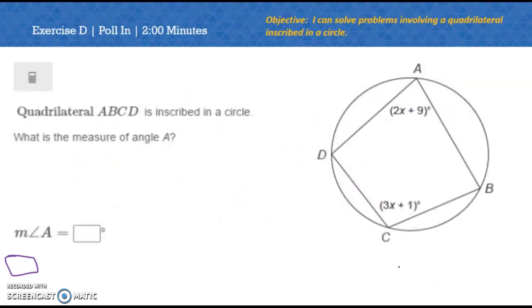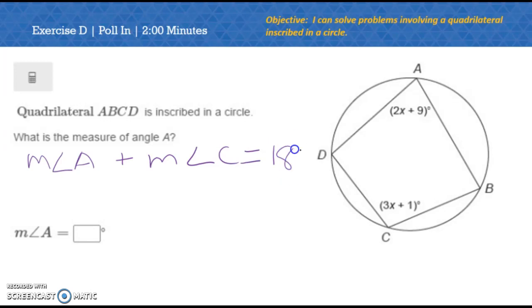Here we have another example, quadrilateral ABCD that is inscribed in a circle. So again, we've got that inscribed quadrilateral. All the vertices lie on the circle. What is the measure of angle A? So we have that angle A is 2x plus 9 degrees. Angle C is 3x plus 1. We know those have to add up to 180 degrees, so let's set this up. Measure of angle A plus measure of angle C. They're supplementary, remember, they have to add up to 180 degrees.